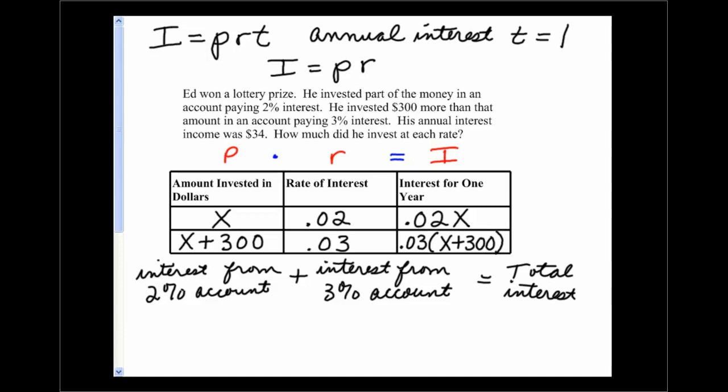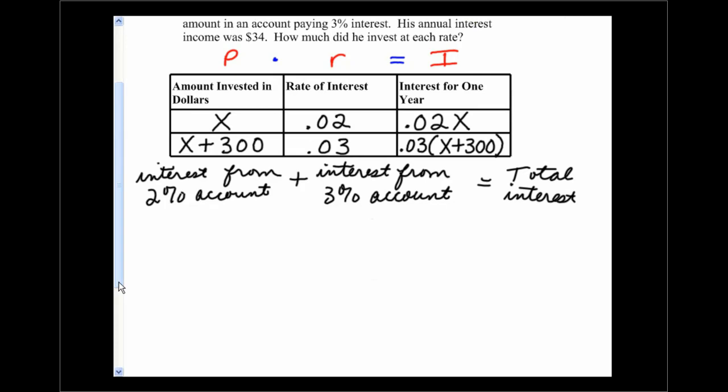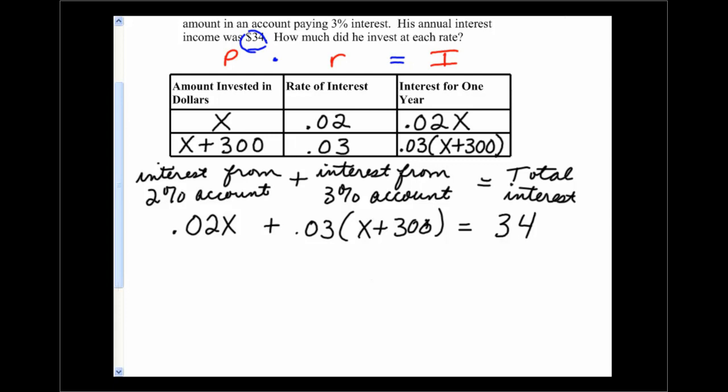So now we can write the equation. All right. The interest from the 2% account is 0.02x. The interest for the 3% account is 0.03 times x plus 300. And that equals the total interest. The total interest that he earned was $34. So this will equal 34.